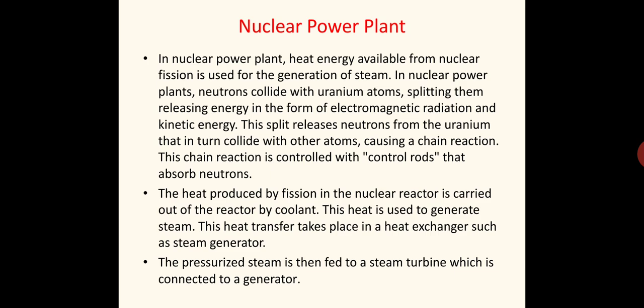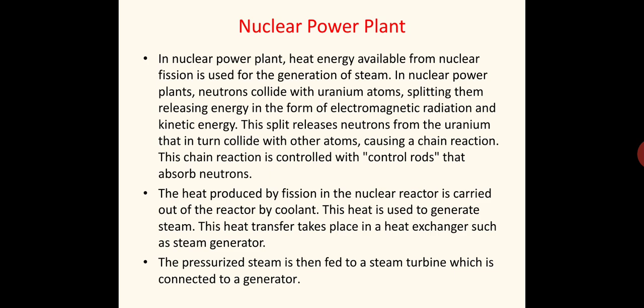In nuclear power plants, neutrons collide with uranium atoms, splitting them. Initially the neutrons, with very high velocities, collide with the uranium atoms, and this collision causes the splitting of the uranium atoms, releasing energy in the form of electromagnetic radiation. It releases very high electromagnetic radiation, that is, heat energy, and along with that kinetic energy is also released. This split releases neutrons from the uranium.